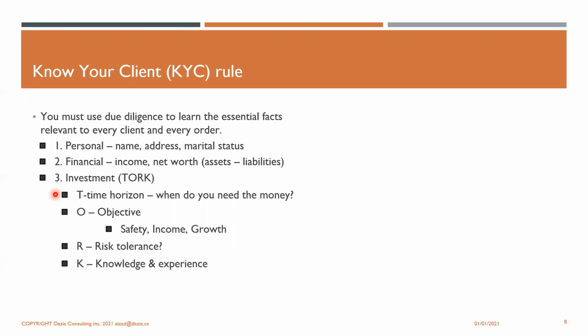Income is I need to supplement my income. I need $500 a month every month to supplement my income. That is an income requirement. Then growth is I have $5,000. I want it to grow to $6,000 within a year. That is a growth objective.